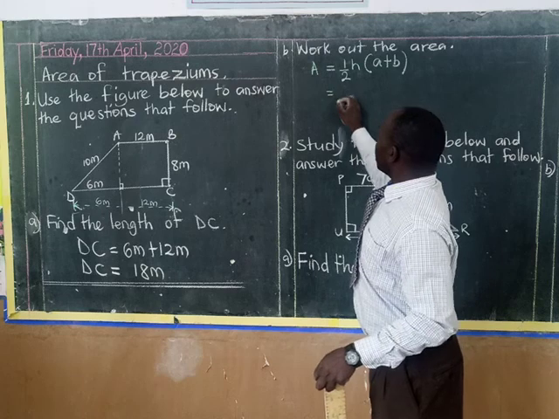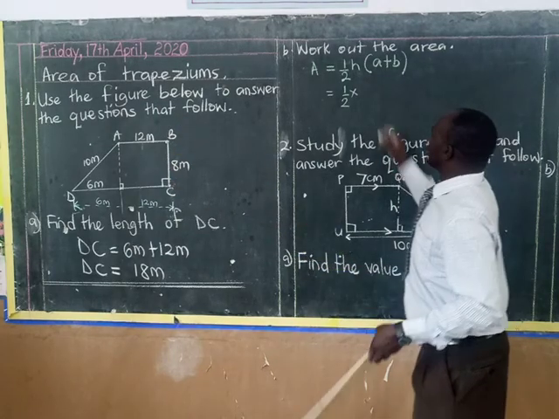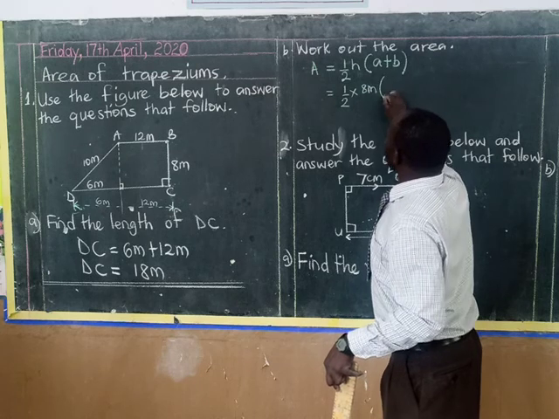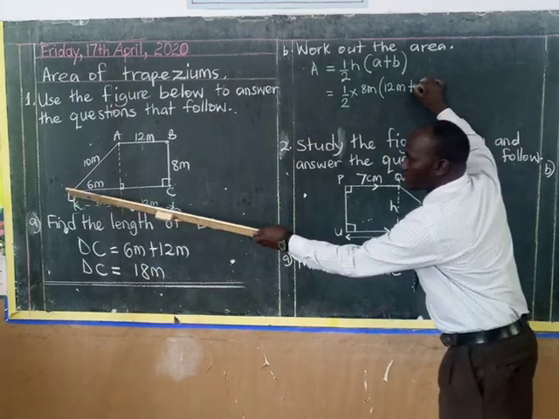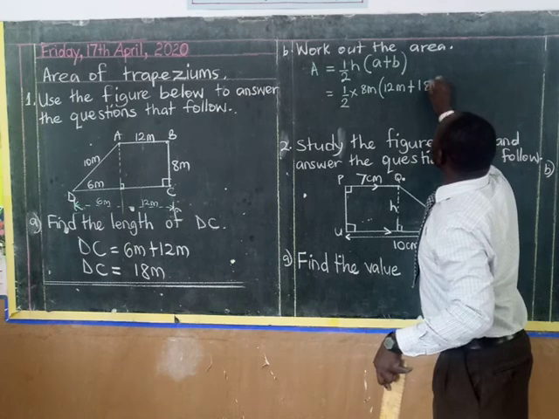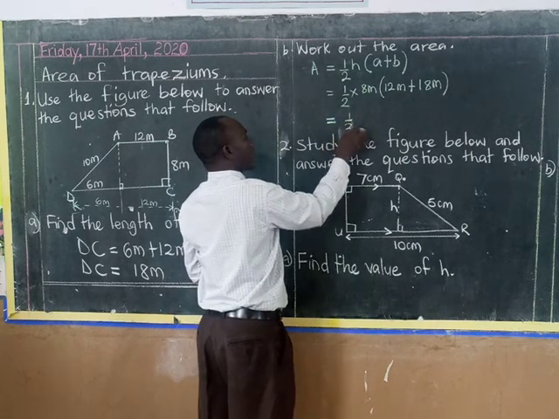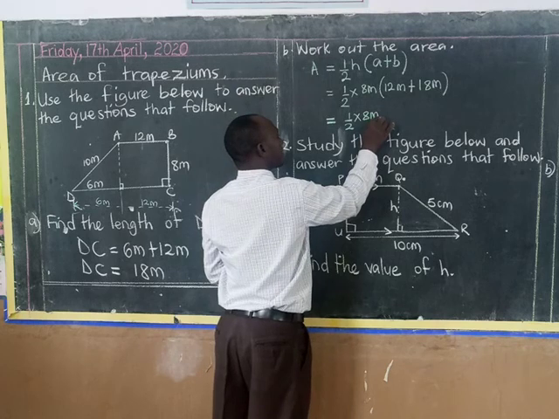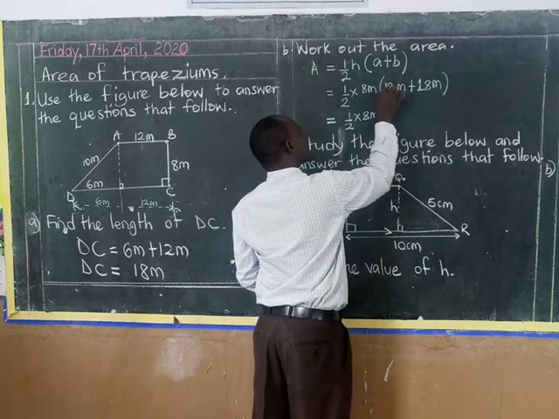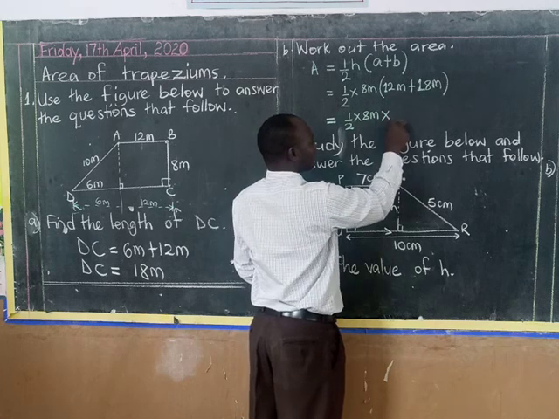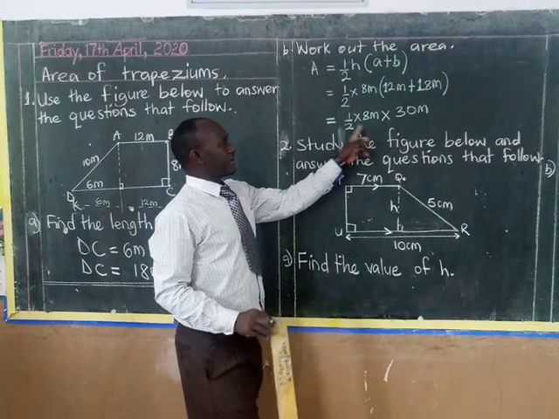So, I'm now going to have a half times my perpendicular height, which is 8 meters, into 12 meters plus the length BC that we looked for, this one here, 18 meters. This brings us to a half times 8 meters times, we are looking at 12 plus 18. Have your side work, that will give you 30 meters. We now need to divide.